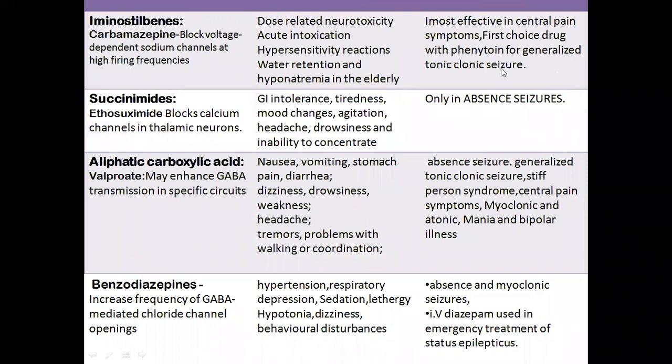Another category of drugs is immunostimulants. Carbamazepine is a subcategory of immunostimulants. Now, you all know about carbamazepine. It blocks voltage-gated, sodium channel-dependent ion channels at high firing frequencies.